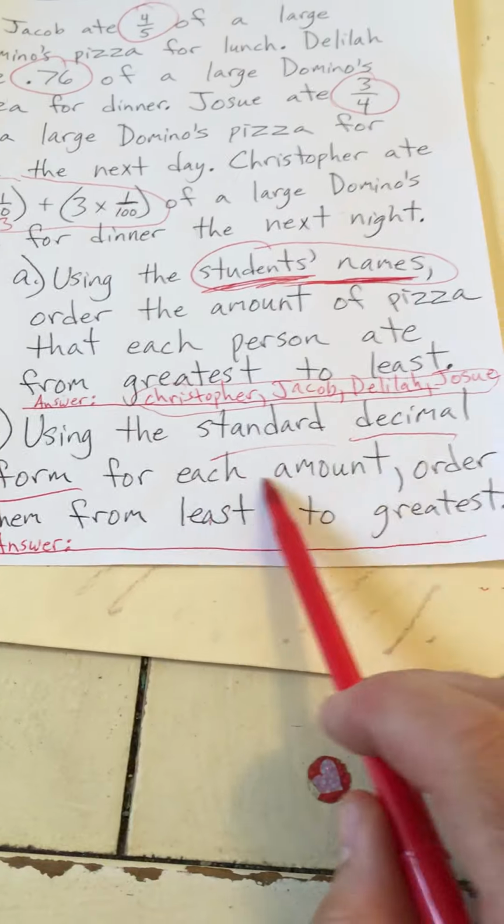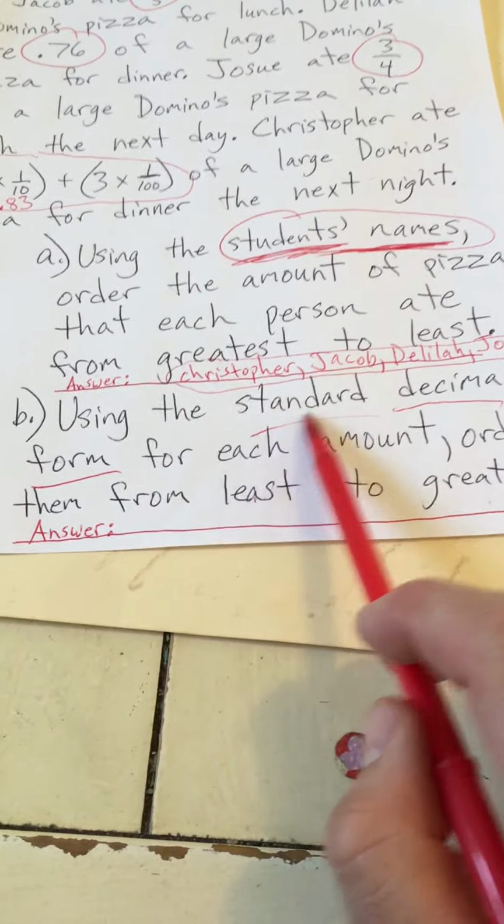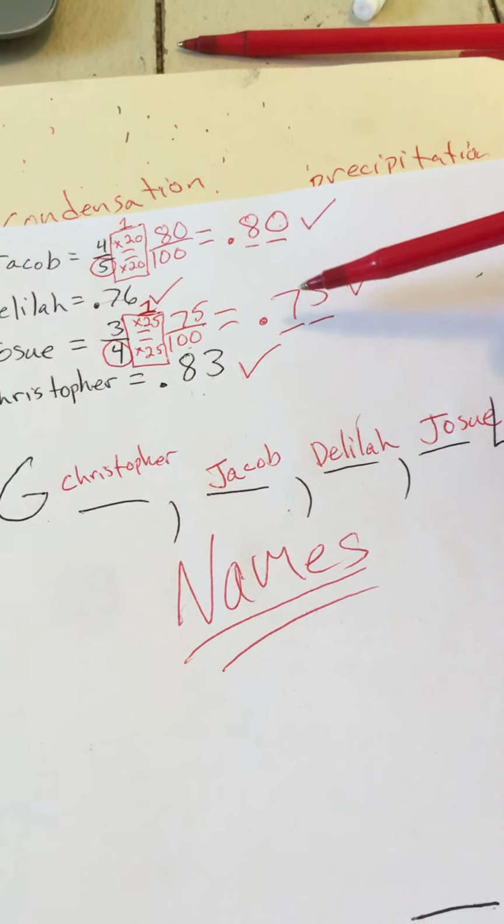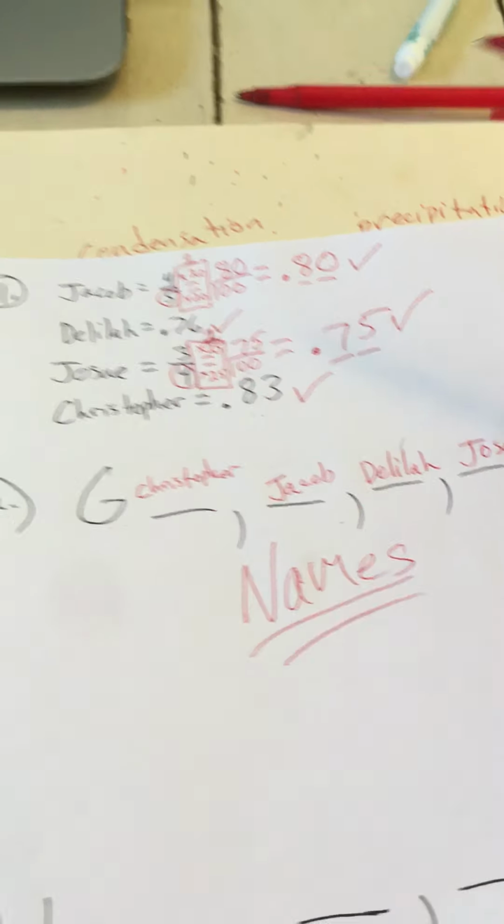Now, part B, using standard decimal form. So standard form of using a decimal. That's just like we wrote it here, just as a standard form decimal.